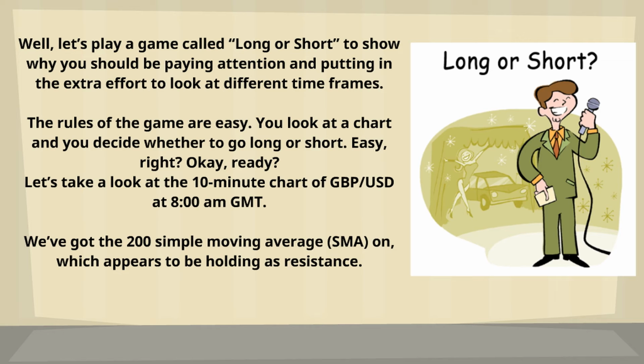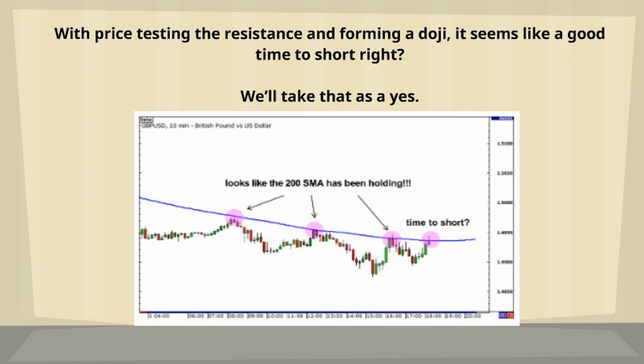The rules of the game are easy. You look at a chart and you decide whether to go long or short. Easy, right? Okay, ready? Let's take a look at the 10-minute chart of pound sterling to US dollar at 8 a.m. GMT. We've got the 200 simple moving average, SMA, on, which appears to be holding as resistance. With price testing the resistance and forming a doji, it seems like a good time to short, right?